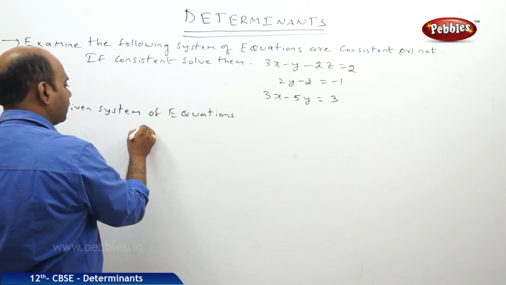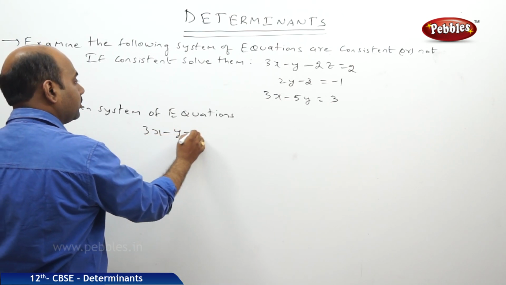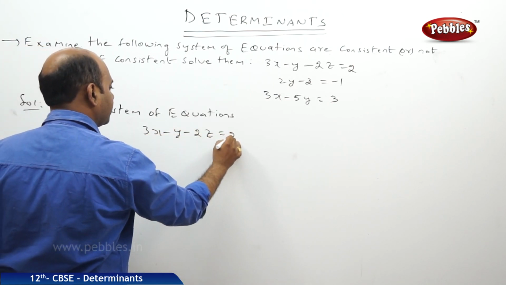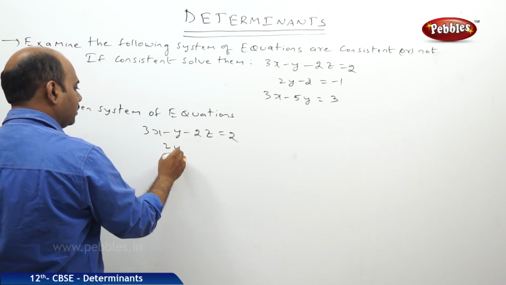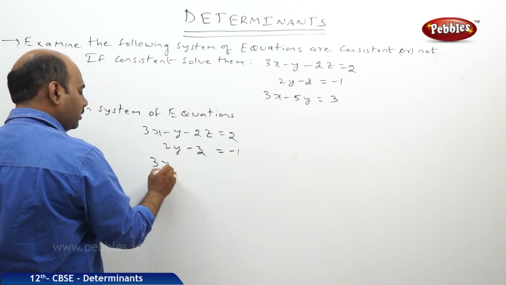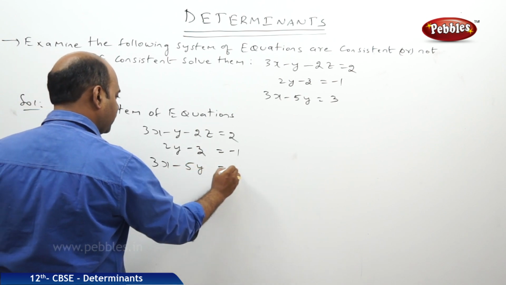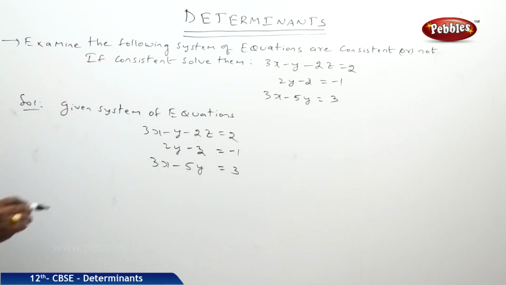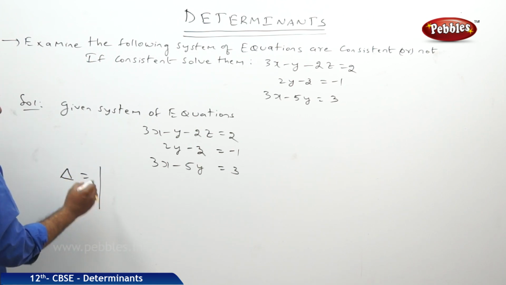What are the given system of equations? 3x minus y minus 2z equal to 2, and 2y minus z equal to minus 1, and 3x minus 5y equal to 3. These are the given system of equations. So first of all we need to find delta. What is our delta?